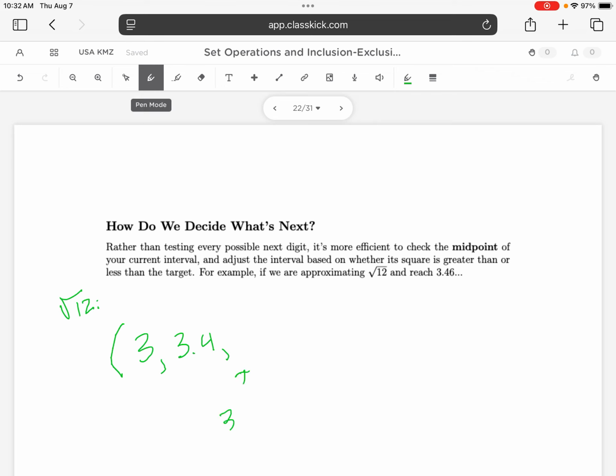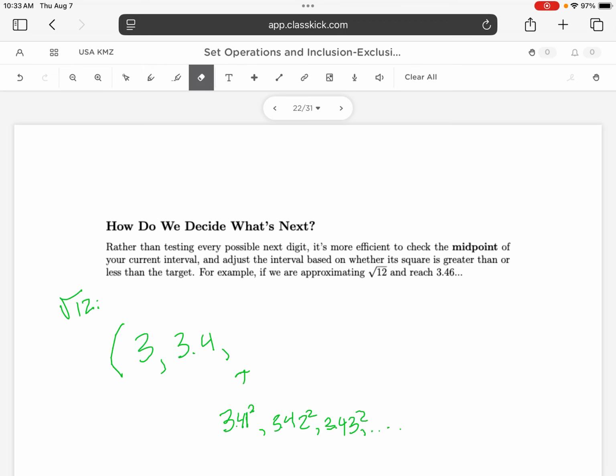Well, you could start at the beginning. You could compute 3.41 squared, 3.42 squared, 3.43 squared, and so on, until you find a number that's greater than 12. And then you can say, okay, now I found my interval. Now I know that it's between 3.46 and 3.47. But that's maybe not computationally the best way to do it. So we use something called the midpoint of the current interval to get a better, less computationally heavy way of doing this.